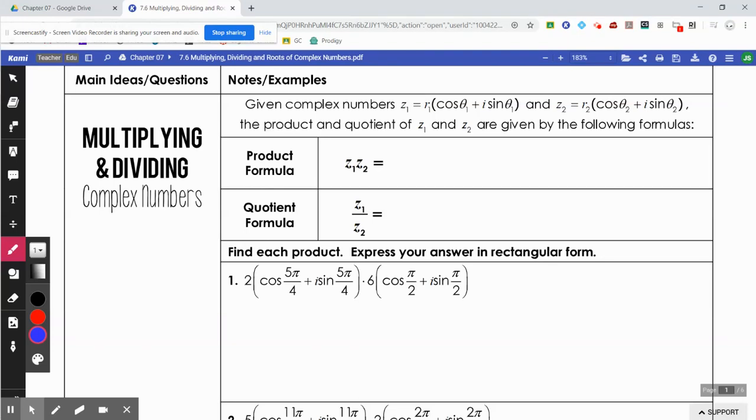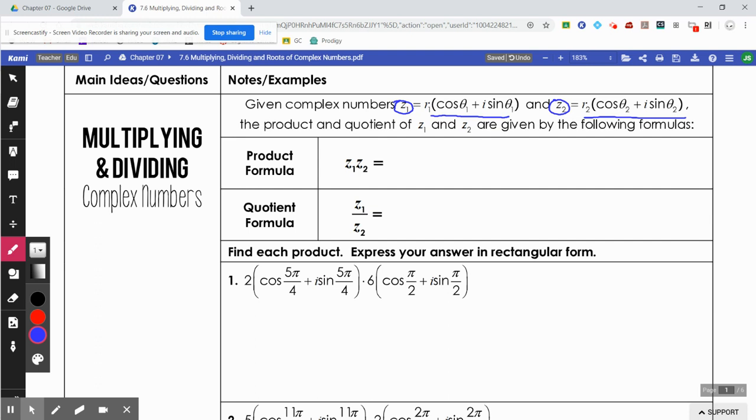Okay, in this video, we're going to be multiplying and dividing complex numbers, which we actually have already done. However, we're going to multiply and divide them in trig form. And that's what we're going to be looking at here. Given a complex number, z1, that's in that trig form, and z2, which is also in the trig form, the product and quotients of z1 and z2 are given by the following formulas.